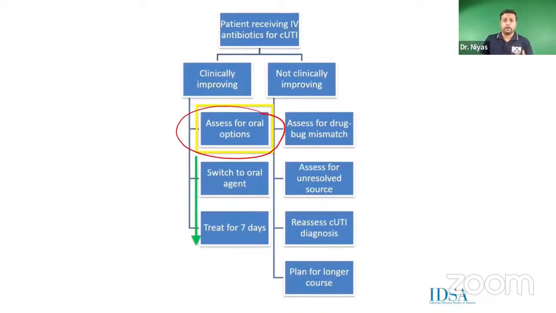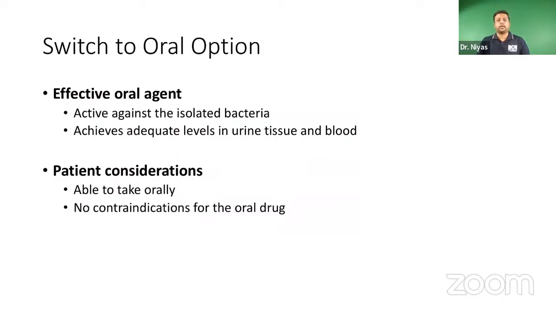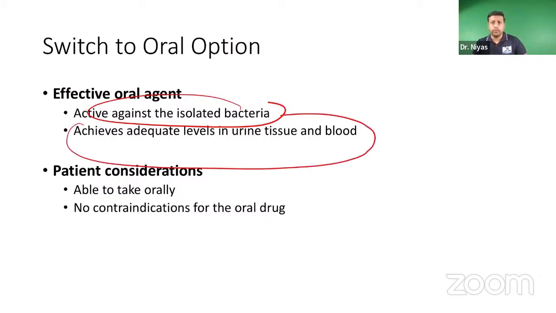That is something that you have to be aware of. Not every patient with urinary tract infection needs to complete the course with an intravenous agent. Some of these patients may be eligible for oral therapy. That is very, very important, and you can switch to oral agents if they are eligible. Now, we have to be very, very careful when choosing an oral agent. It should be active against the isolated bacteria, so the bacteria should be susceptible to the drug and achieve adequate levels in urine, tissue, and blood. So you cannot use nitrofurantoin to complete therapy for a patient with pyelonephritis because it does not achieve adequate levels in the tissue or blood.